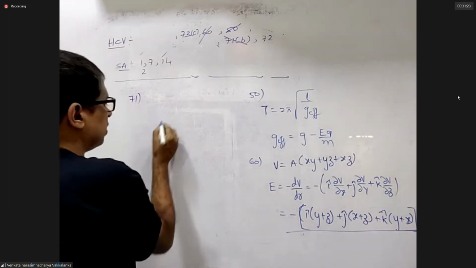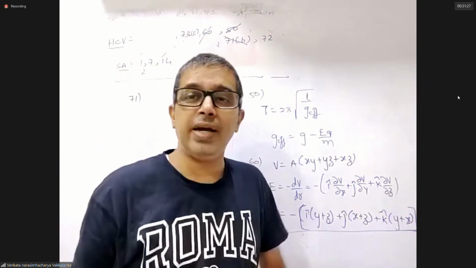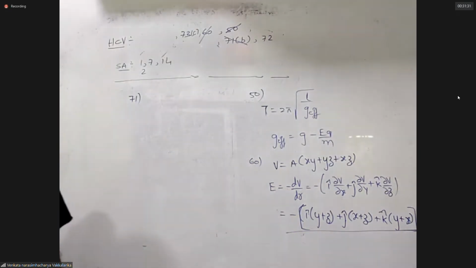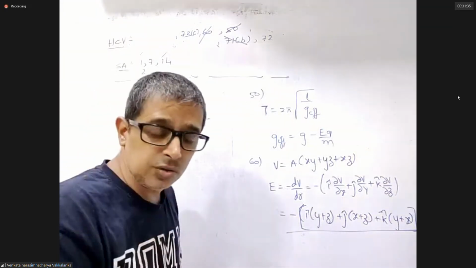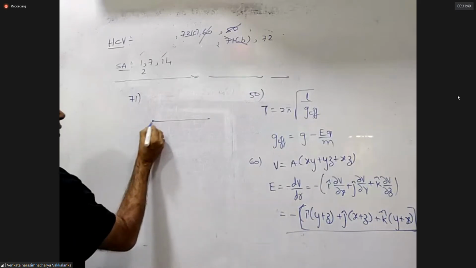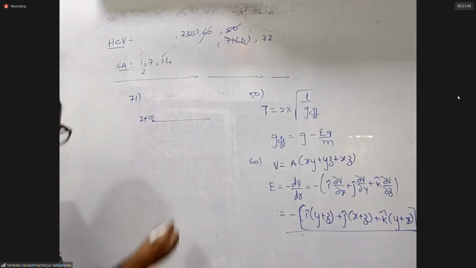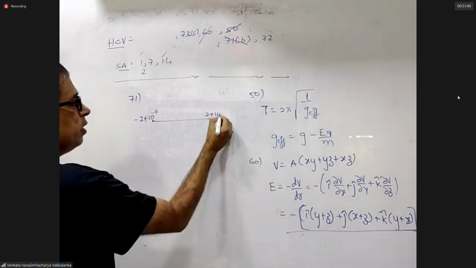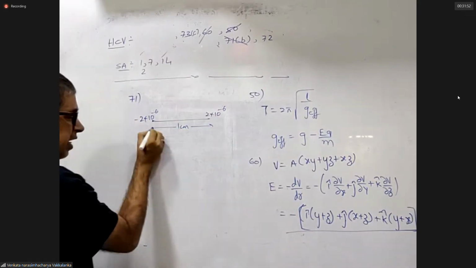See, in question 71, I believe in the current edition of HCV, they have made a correction. Kindly tell me the values. I have the old version of HCV, but last year when I was taking doubts, your senior batch told me in the online lecture that the values have changed. This is 2 into 10 raised to how much? Minus 6. The charge is 2 into 10 raised to minus 6. Length is 1 centimeter. Am I right?